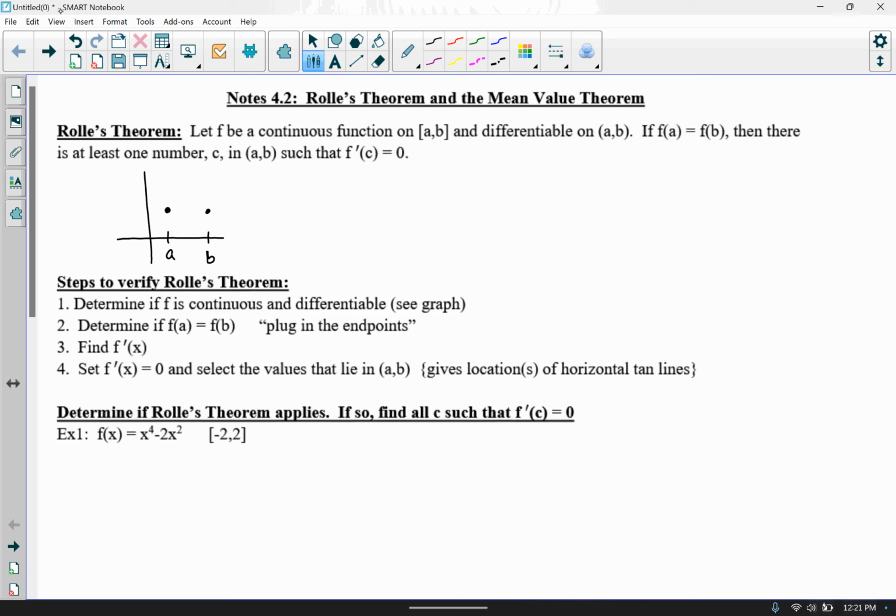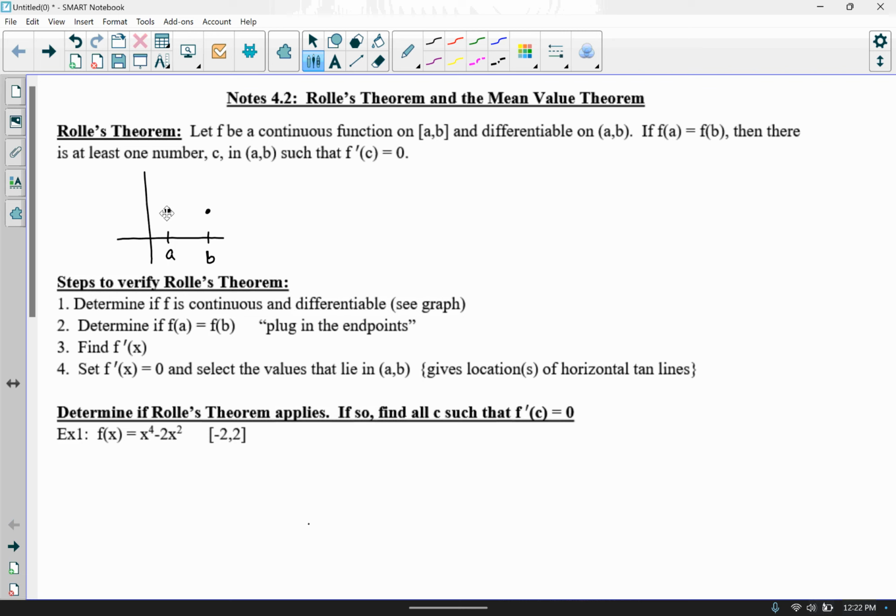Rolle's theorem says that if we're going to let f be a continuous function on the closed interval from a to b and differentiable on the open interval from a to b, then if f of a equals f of b, there's at least one number c in that open interval such that my derivative at that particular c value is equal to 0. Now if you remember, whenever your derivative equals 0, that's going to be indicative in many cases of a maximum or a minimum point.